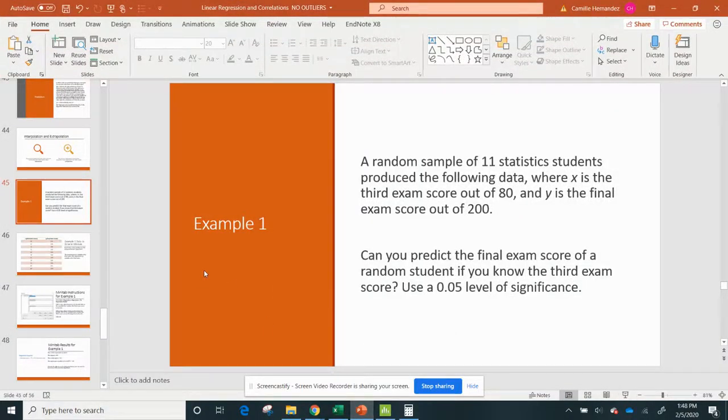So now we're going to go ahead and do an example 1 for linear regression. A random sample of 11 statistics students produced the following data where X is the third exam, a score out of 80, and Y is the final exam. Can I predict the final exam score of a random student if you know the third exam score? Use a 0.05 level of significance.